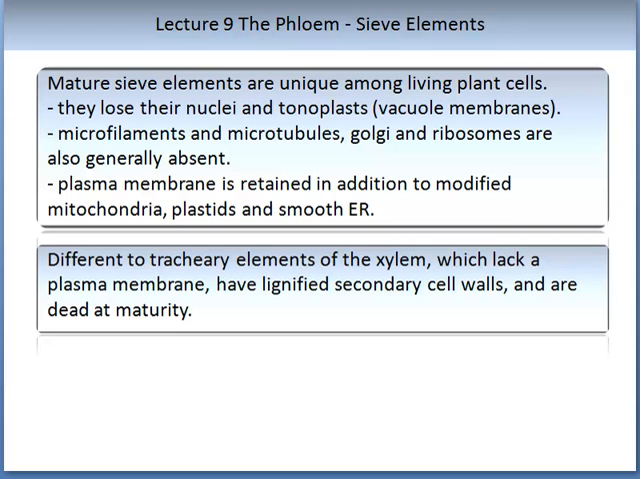Mature sieve elements are unique among living cells. They lose their nuclei and tonoplasts, the vacuole membranes. Their microfilaments and microtubules, Golgi and ribosomes, are also generally absent. The plasma membrane is retained in addition to modified mitochondria, plastids and smooth endoplasmic reticulum. This is different to tracheary elements of the xylem, which lack a plasma membrane, have lignified secondary cell walls and are dead at maturity.